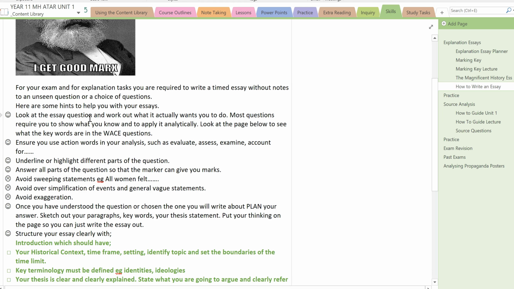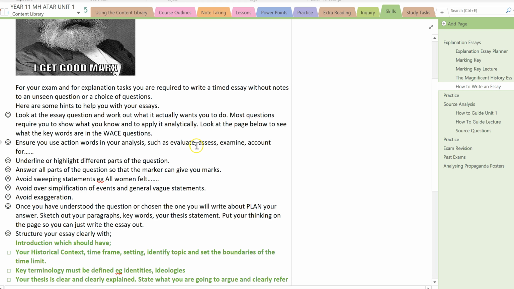So what you basically want to do here is your first thing is look at your inquiry question, your proposition, and actually work out what you need to prove. Most questions require that you show what you know and you can apply it analytically. Okay, so we're looking at things like evaluating, assess, examining, accounting for. You will actually see them in essay questions that you'll get.